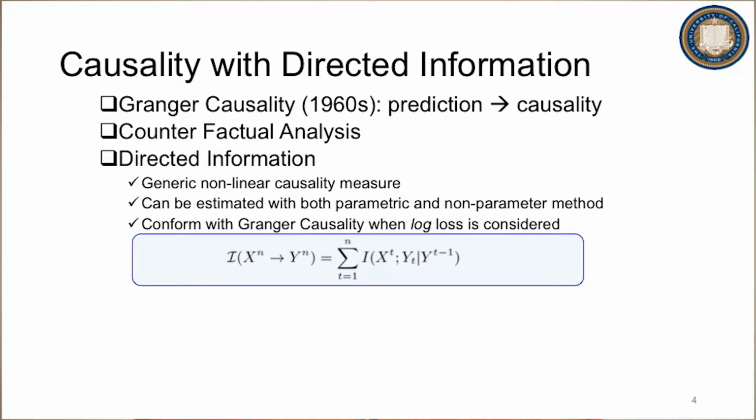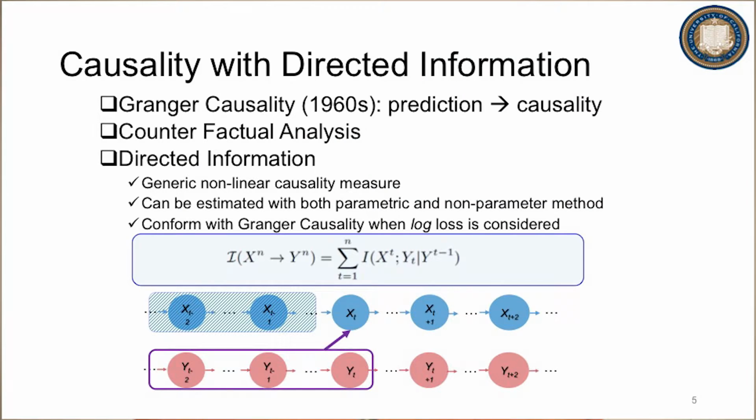In this work, we use a tool from information theory called directed information. The advantage of using that is that directed information can capture nonlinear causality from data. It also admits well-established parametric or non-parametric estimation methods. Moreover, we can show that directed information is actually a special case of Granger causality when log loss is used for time series data.